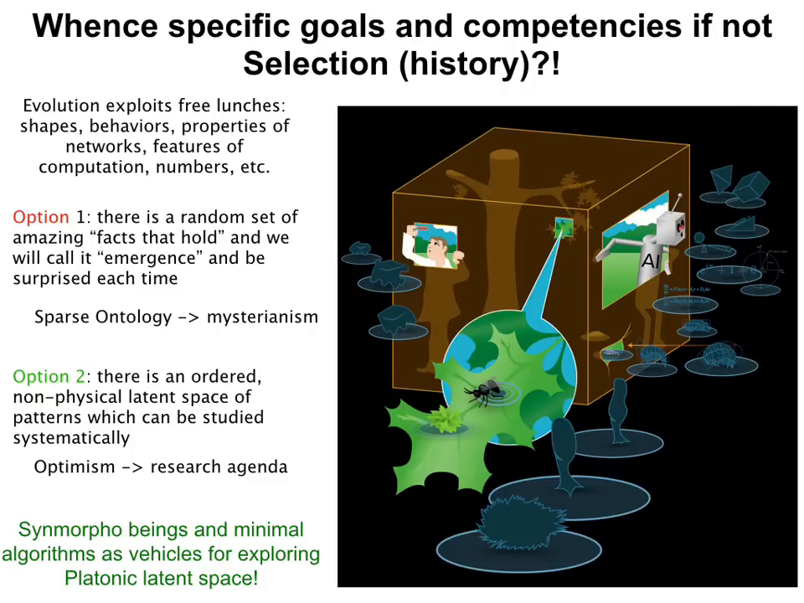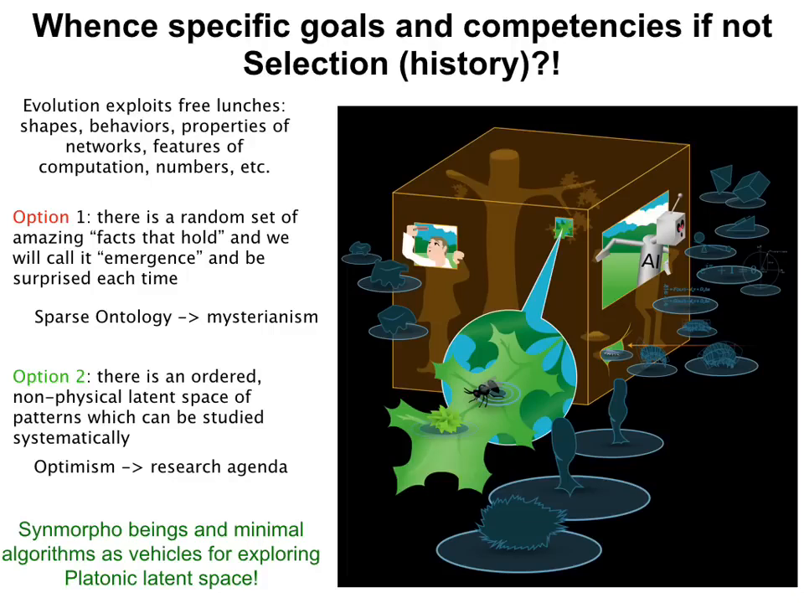The benefit of that view is that it gives you a sparse ontology. In other words, you can stick with the physical world. You don't need to think about a non-physical Platonic space. But I think this is really a pessimistic or Mysterian view. It suggests that these things are kind of random. They crop up when they crop up, and the best you can do is note them and move on and wait till you find the next one.